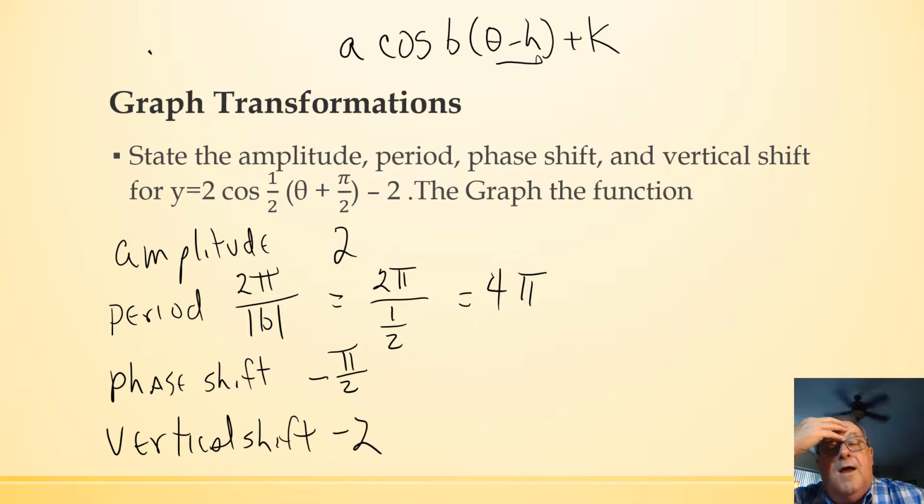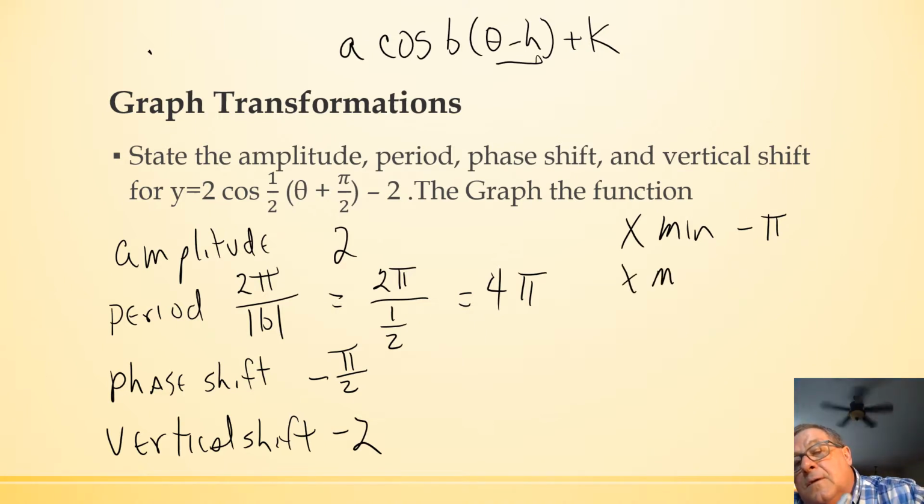All right, and we're going to go over and graph this thing. Let's think a little bit about what we want our window settings to be, based on what we know here. Well, we got a phase shift of pi over 2. So maybe I want to start here with an x minimum of -pi, an x max. Let's see. We got 4 pi.